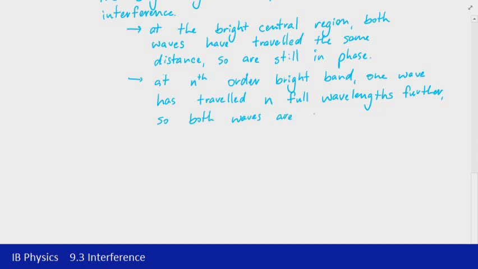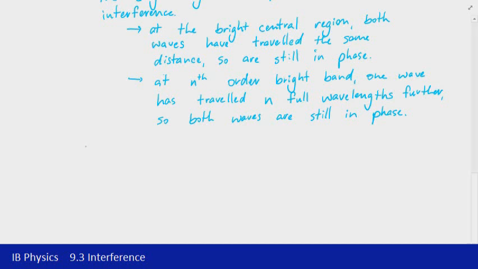So if we consider the first order bright region, means that one wave is going to have travelled one full wavelength further. At the second order bright region, one of the waves is going to have travelled 2 wavelengths further. At the third order bright region, then we'd see 3 wavelengths further by one of the waves.